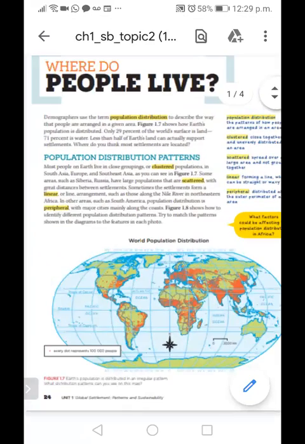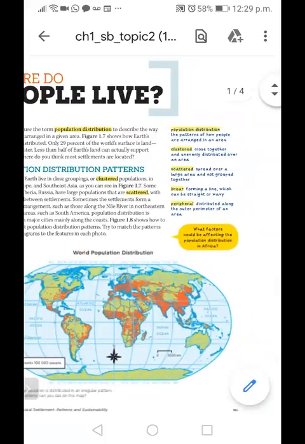We learned about different population distributions. Clustered means close together, a lot of people close together. Scattered means spread over a large area and not grouped together. Linear means forming a line. And peripheral means distributed along the perimeter of an area. So there are different ways that the population is distributed, right?